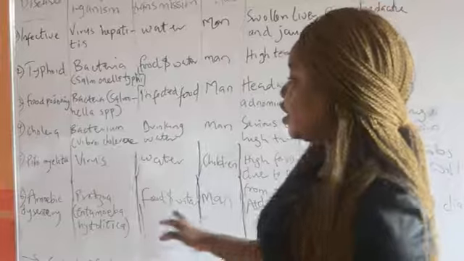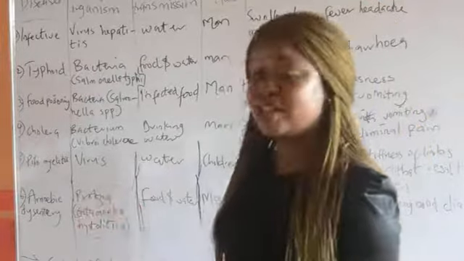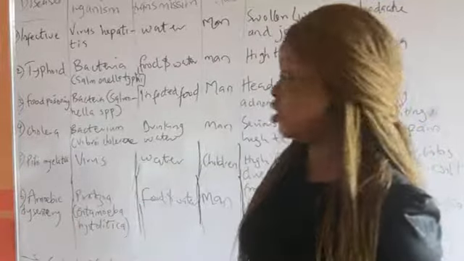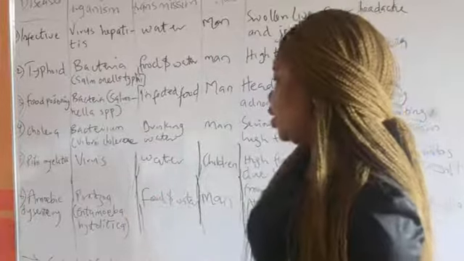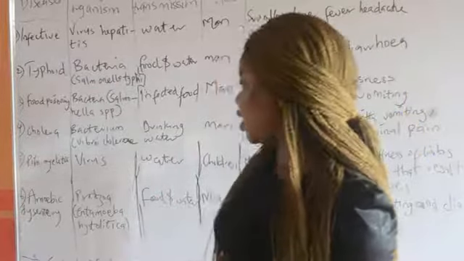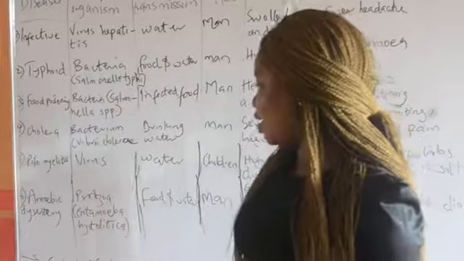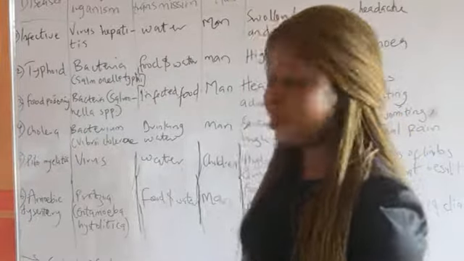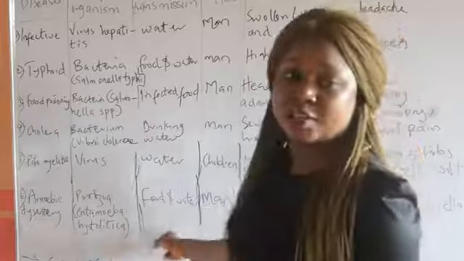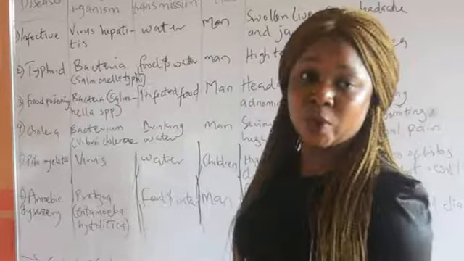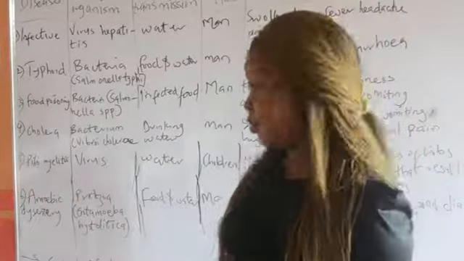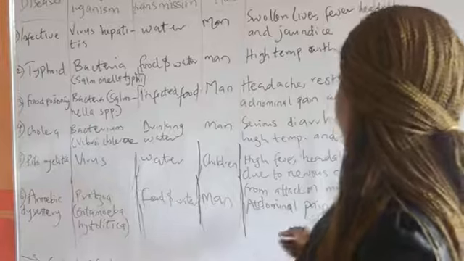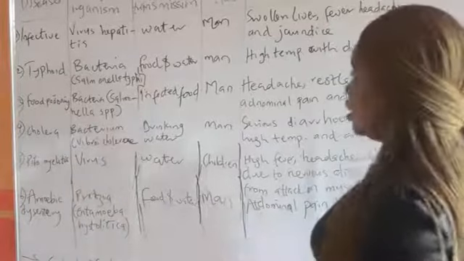So the next one is amoebic dysentery. Amoebic dysentery is a disease caused by a protozoan called Entamoeba histolytica. It is transmitted through food and water. The host is man, both male and female. The major symptoms are abdominal pain, heavy vomiting, and diarrhea.